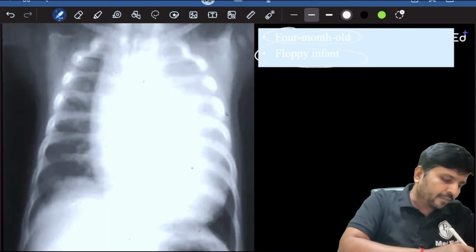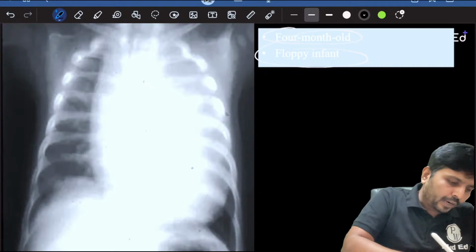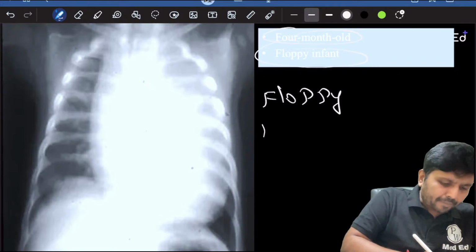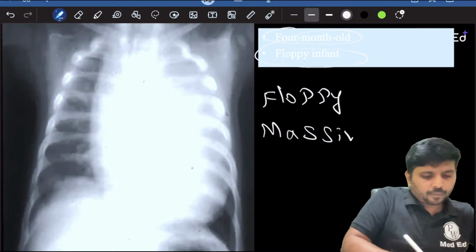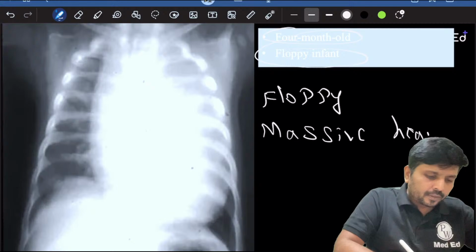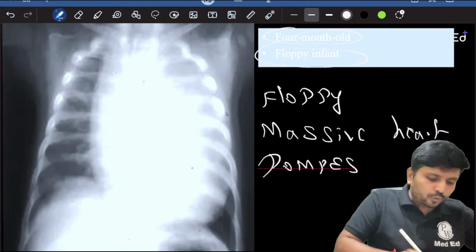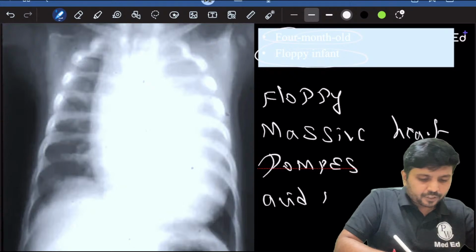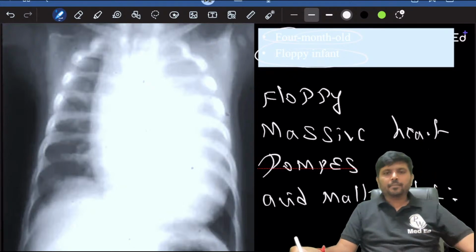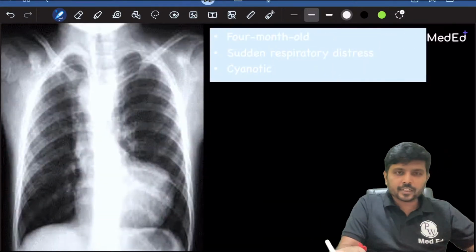What is this? 4-month-old child, floppy infant. What is the diagnosis? Can anyone tell me? Remember, whenever you have a combination of floppy infant and massive heart, think in terms of Pompe disease, due to acid maltase deficiency.